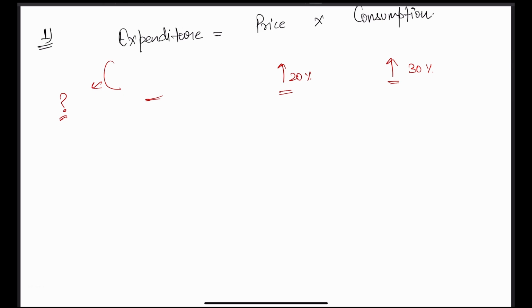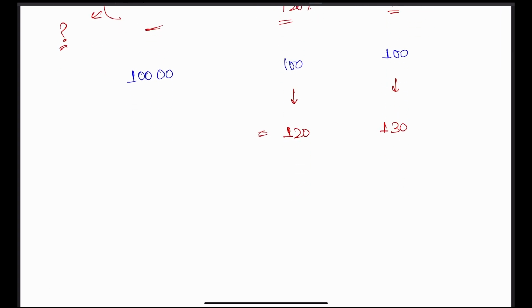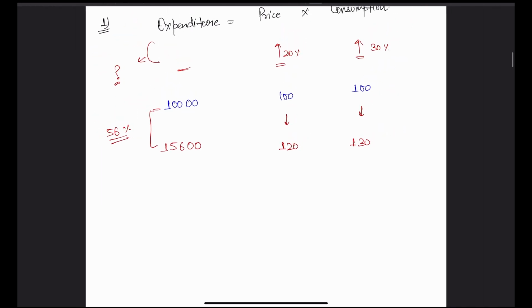Suppose previously it was 100 and this is also 100, so it was 1 lakh. But after the change, it will be 120 and this will be 130. So 12 into 30 is how much? 13 into 12 is 156, so 15600. So how much is the change? 56% is the change. So this is the first way of doing it.